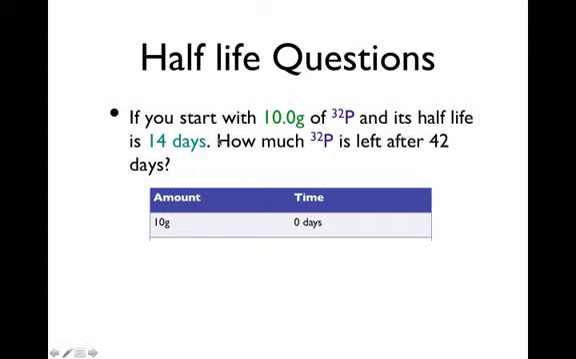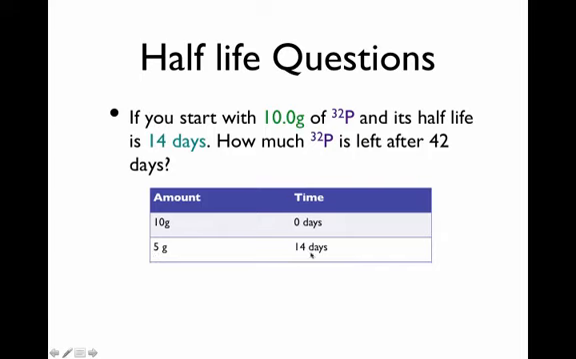And then I basically ask how much is left over after a certain number of days that relates to the half-life. So if we start with 10 grams at day 0, how much is left after 14 days? Well, half-life means that half of the radioactive material has decayed. So what's half of 10? Half of 10 grams is 5 grams. So after 14 days, we should have 5 grams of P32.